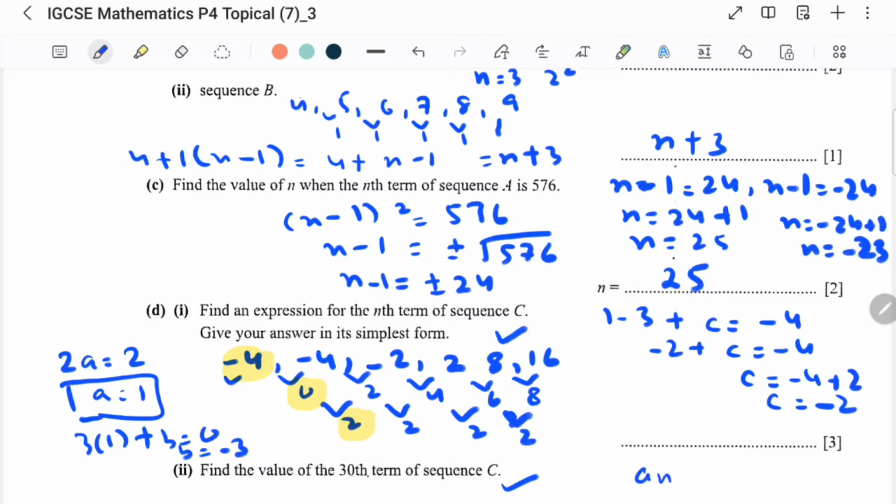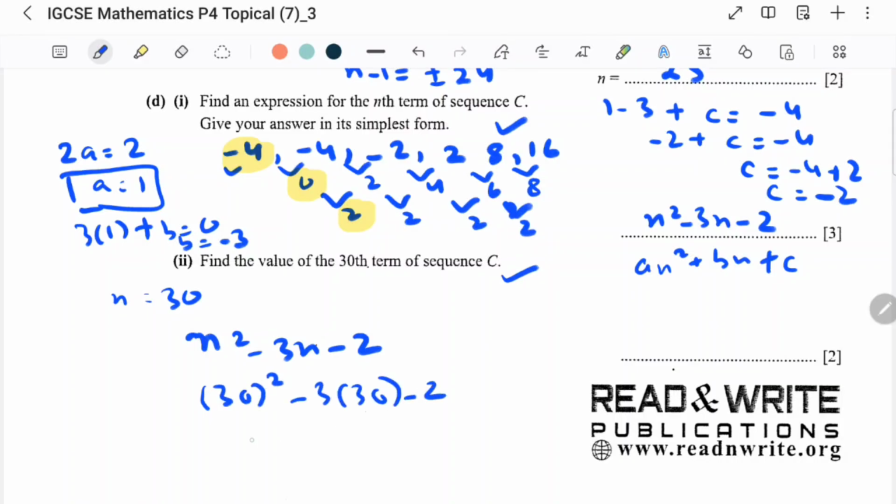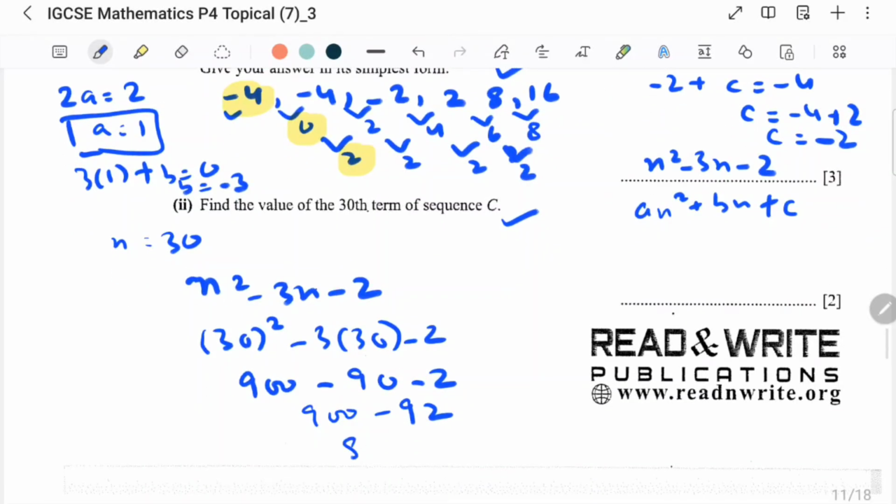a n square plus b n plus c, so that is 1 n square minus 3n minus 2. We have found the nth term, and for the 30th term, n is equal to 30. You are just putting the value of n: 30 square minus 3 times 30 minus 2, 900 minus 90 minus 2. So that is 900 minus 92, that is 808. Go to the next question.